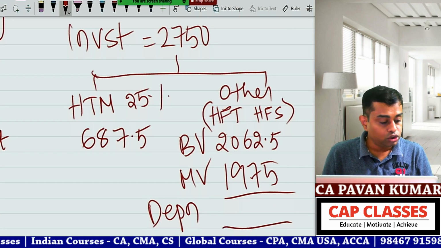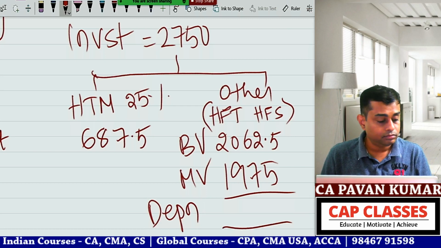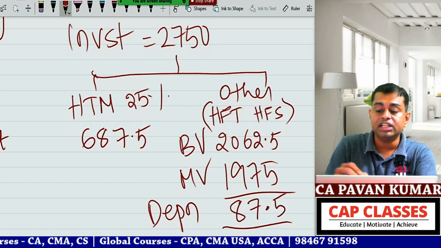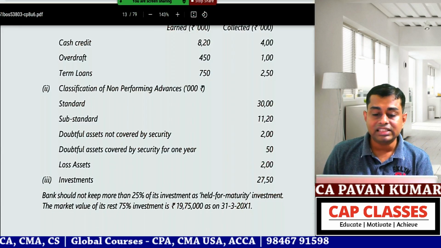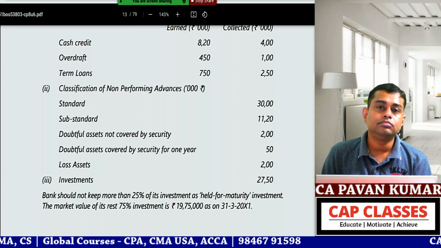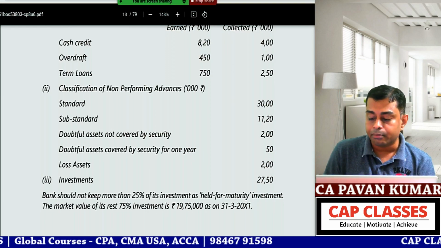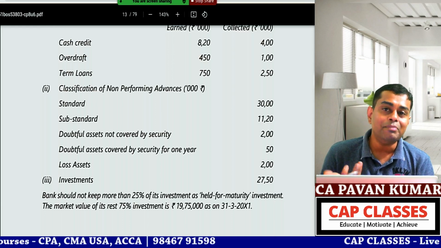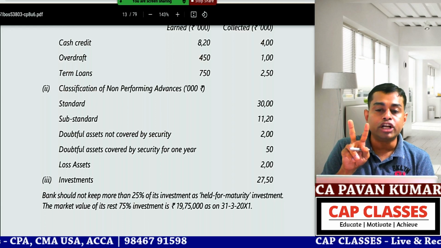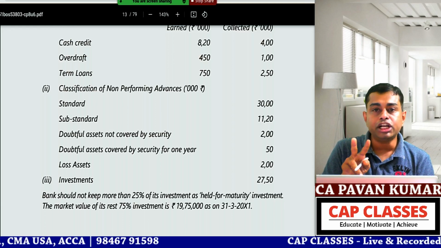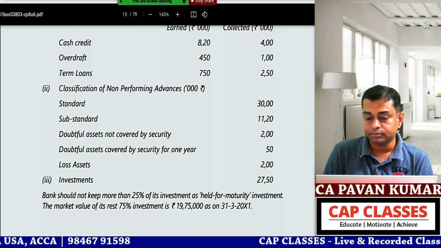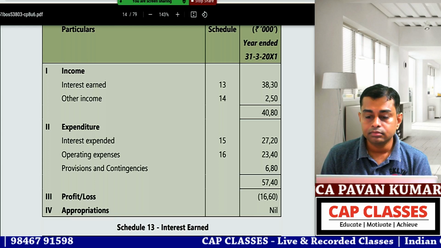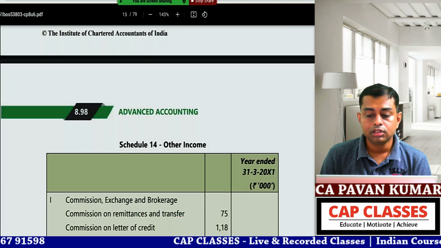Now you tell me, is there any depreciation in the value of investment? Yes, sir. 2062.5 minus 1975. Can I say 87.5 depreciation is there? Yes, sir. So where will you show this? Is it expenditure or income? It is expenditure side, debit side, no? So under debit side we have two schedules. Interest schedule, other expense schedule. You tell me, where will you show this? Other expenses. Operating expense. We'll see where they have shown.